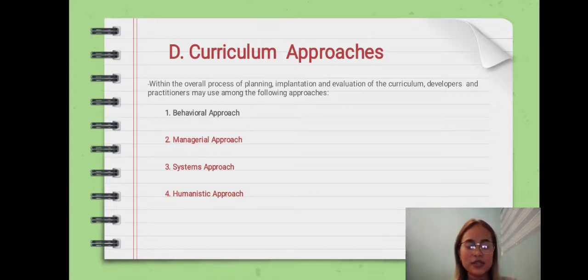Third, systems approach. The interactions among the various elements of the instructional process, the stakeholders, are of primary importance. Instructional elements such as administration, instructions, and evaluation are of the same importance. And lastly, humanistic approach. The total development of the learner is of primary importance. All elements of the curriculum must be geared towards the holistic development of learners.